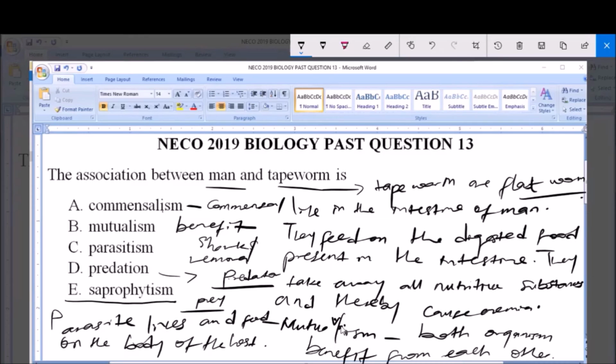Now, from my description of all these options, you will see that the association between man and tapeworm is parasitism, because the tapeworm is a parasite that lives and feeds inside the man, which is the host, that is in the intestine of man. Man being the host and the tapeworm being the parasite. It feeds on digested food present in the intestine of the host, and also causes damage to man by causing anemia, vomiting, and other sorts of diseases. So the association between man and tapeworm is parasitism.